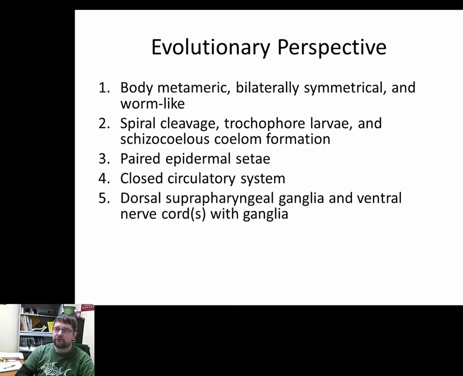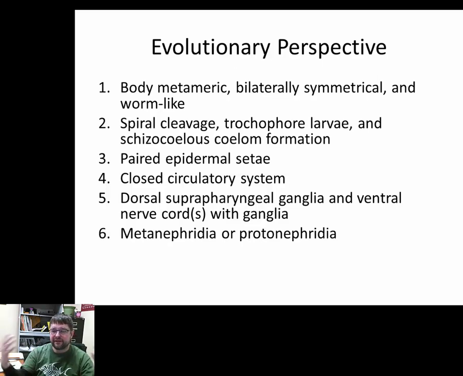So we're becoming more advanced in that perspective. You're also starting to see more advancement in the nervous system, with a suprapharyngeal ganglion. In other words, a brain, so one control center. Now some organisms will have one control center and then a bunch of segmental ganglia or ventral ganglia, which occur throughout the entire organism's body. And we'll look at some of these examples.